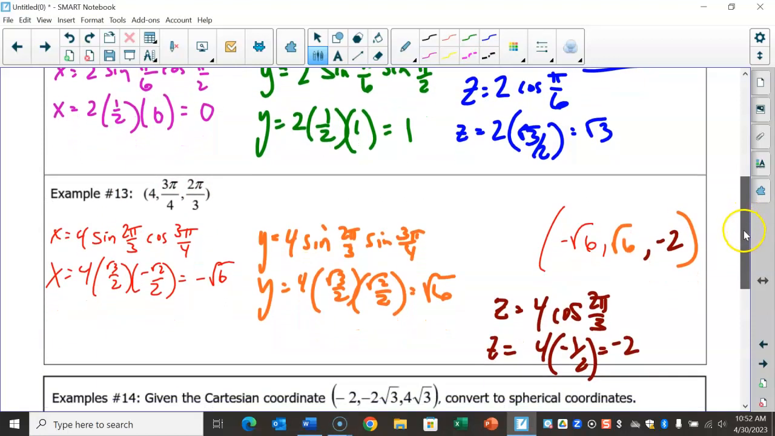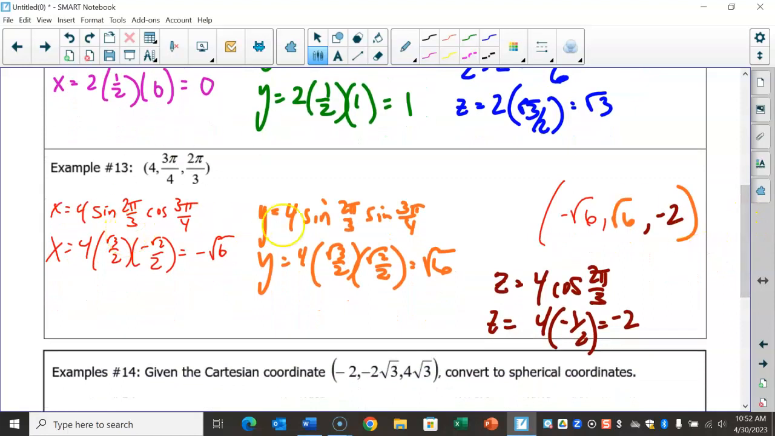Alright guys, so hopefully you were able to do this pretty well, and so here is all the work for what we did with these problems. I apologize for my handwriting. So x ends up being the negative square root of 6, y ends up being the square root of 6, and z ends up being -2.